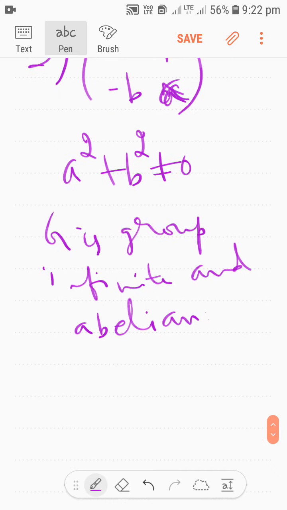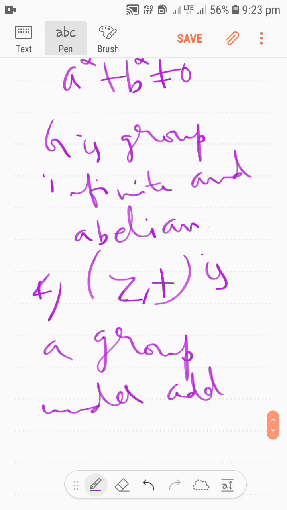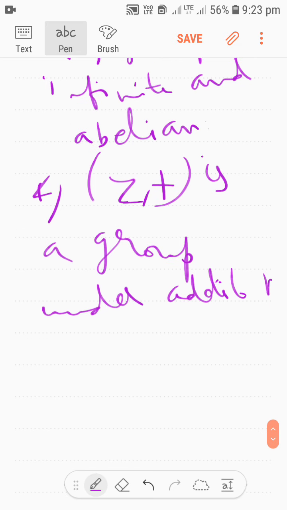Okay, and then the fourth one, Z comma plus. Z means integers. Plus means here the operation is addition only. So it is a group under addition. Z comma plus under addition is a group and also it is an abelian group.